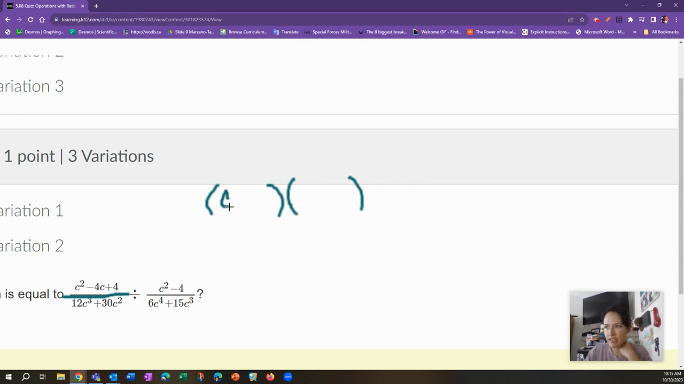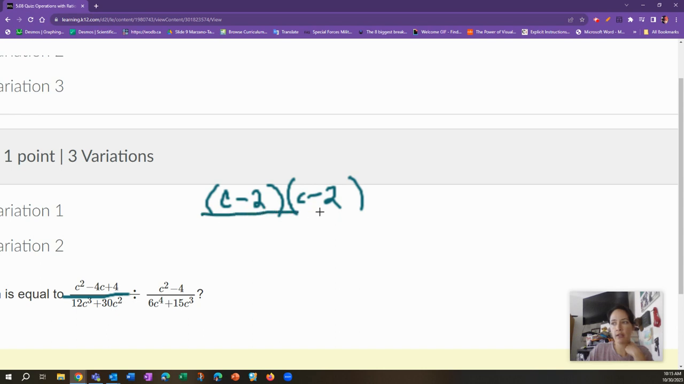I think it's going to be c minus 2, c minus 2. How did I see that? Again, factoring skills. Look at that 4. It's a plus 4. So I need two numbers that will multiply to equal positive 4. Well, negative 2 times negative 2 is positive 4. I need to check to see if they combine to equal negative 4. Well, negative 2 plus negative 2, that's what I mean by combine, will be negative 4.